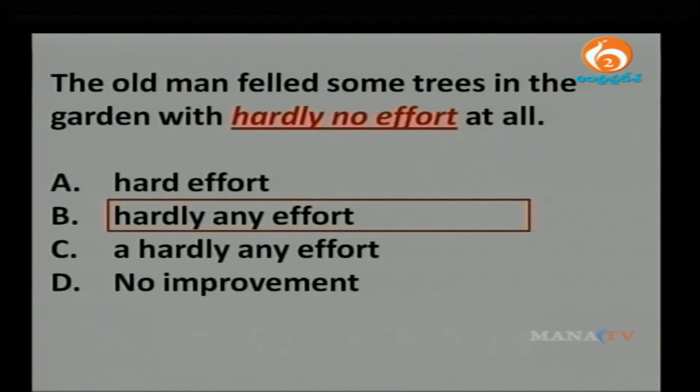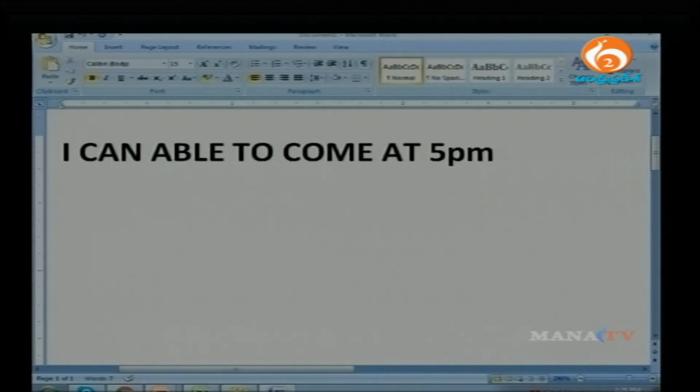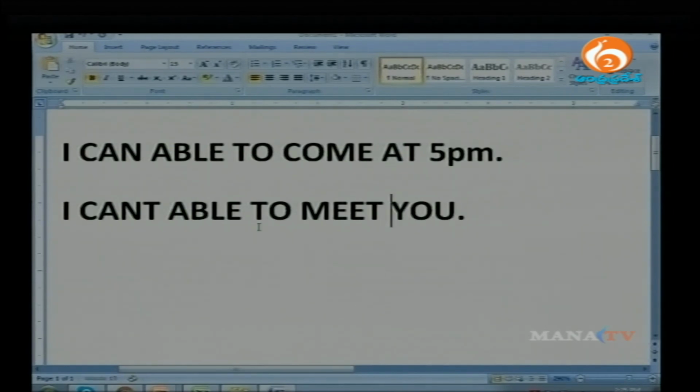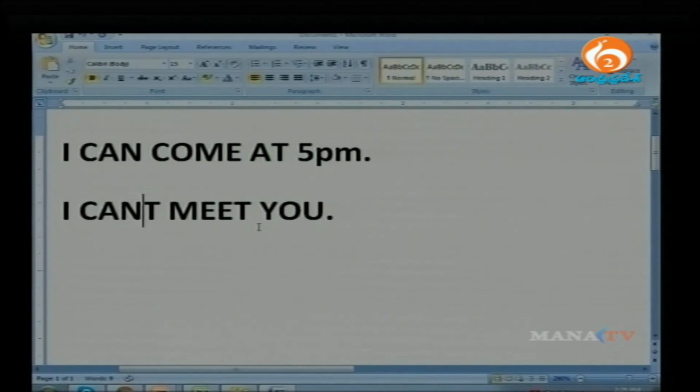One common mistake that I have seen in southern part of the country, especially in AP and Telangana, is that they use redundancy. Let me increase the font size. They say I can able to come at 5 p.m. Now can and able both are the same, both mean ability. Please remember this, don't make this mistake when you speak. I have heard some very educated people also speak like this. For example, they say I can't able to meet you. You can just say I can't meet you, or I can come at 5 p.m. So once you have the term can or can't, you don't need the word able. That's a redundancy. So please do not use that. It sounds very funny when people talk like that.